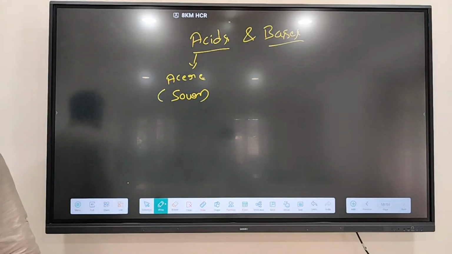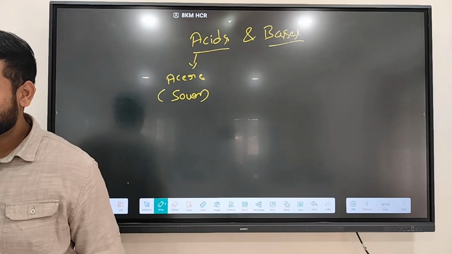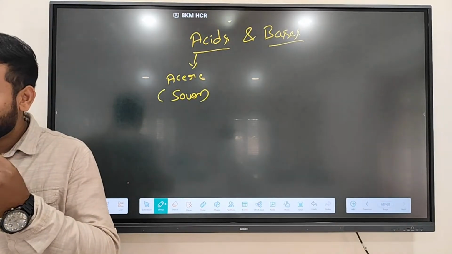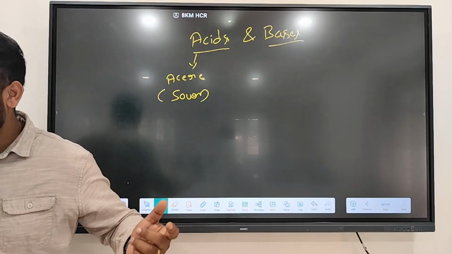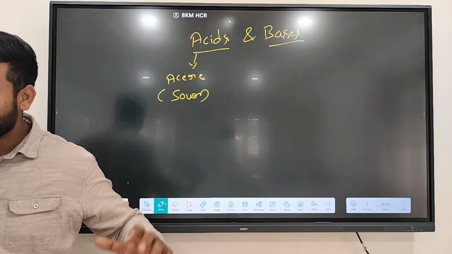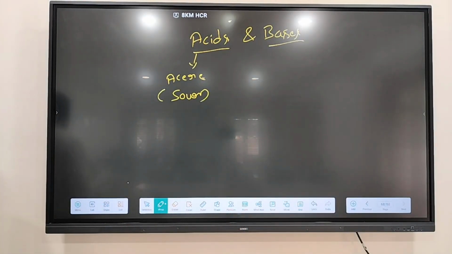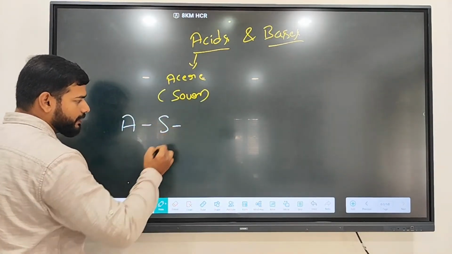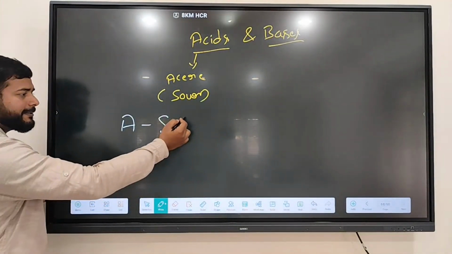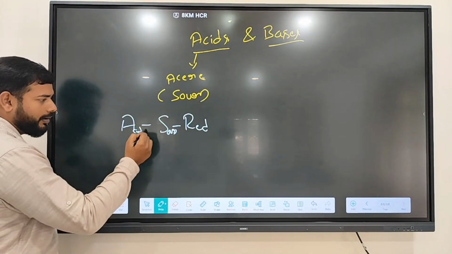Acids are sour in taste, but we cannot taste all the acids, right? We can taste lemon, but we cannot taste sulfuric acid or hydrochloric acid. That's why we have indicators which change color and indicate whether it is acid or base. We'll see later. Acids are sour. They will turn litmus paper red.